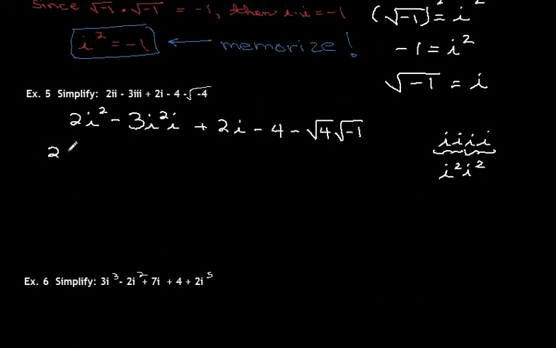So you get 2 times negative 1 minus 3 times negative 1, but the i has to stay, plus 2i, minus 4, minus 2, and the square root of negative 1 is i. It's so easy to make dumb mistakes on these. I think they're the easiest problems to know how to do but get wrong.